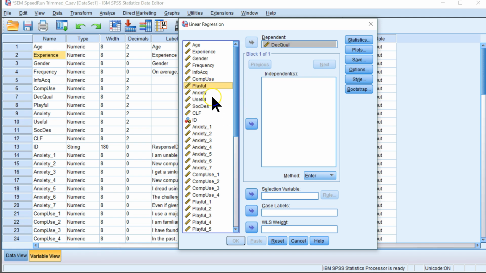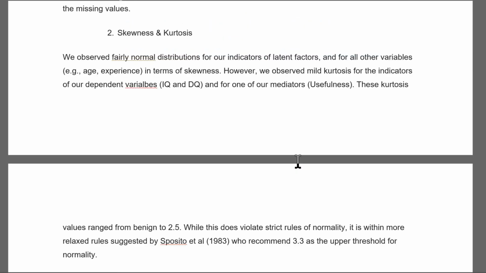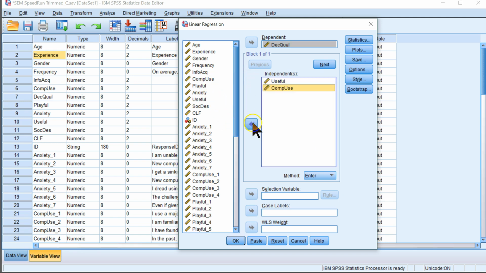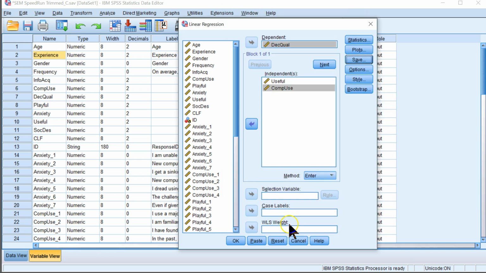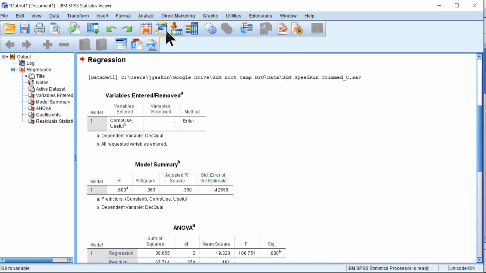We can look at each variable independently, one at a time, or we can do them together. Let's start with the mediators. Let's start with usefulness and the other mediator, which was, my brain's failing me here, comp use. There we go, comp use. And I want to save a Cook's distance. Here's the Cook's distance right here, and hit continue and okay. And whatever comes out is fine, because I'm not actually going to read what came out. I'm going to run a chart builder on this real quick.